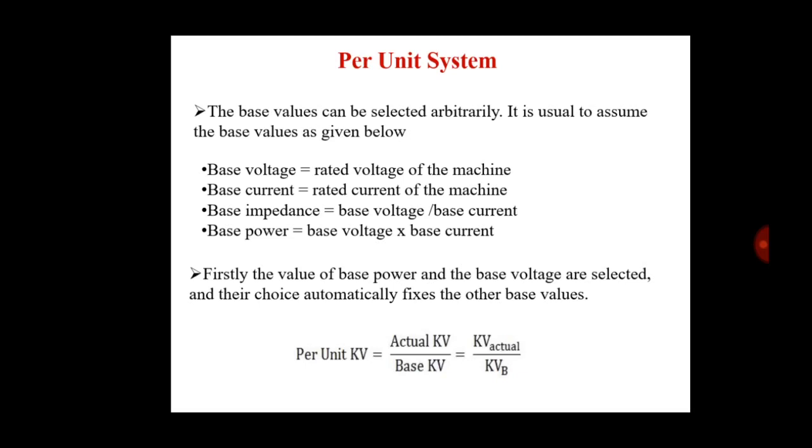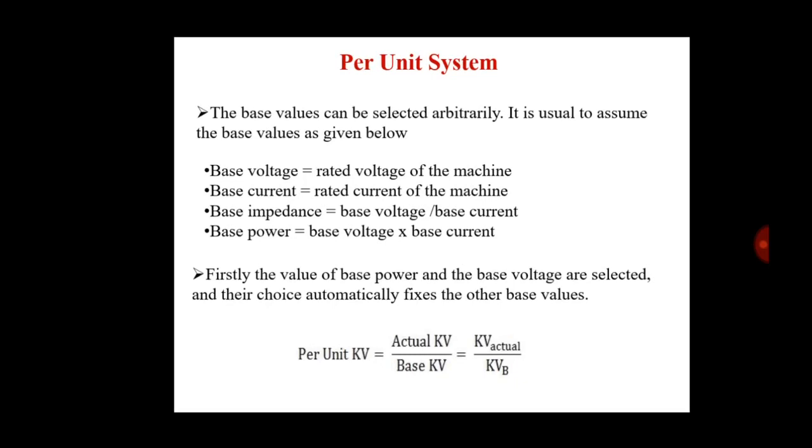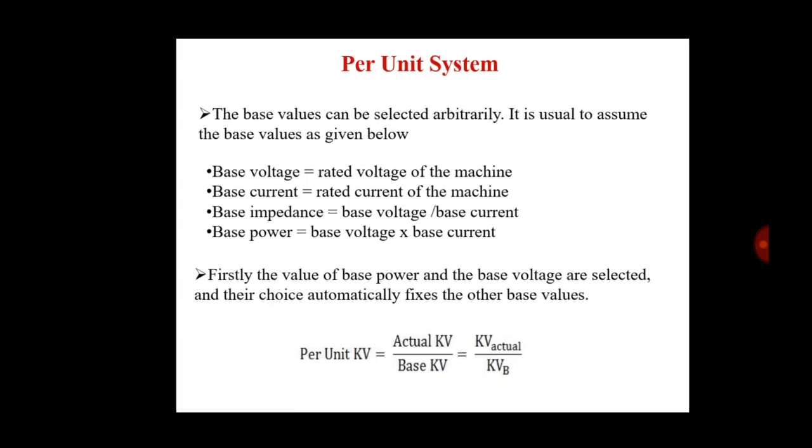Okay. We select only base voltage and base current, which are the machine's voltage rating and current rating. Firstly, the values of base power and base voltage are selected, and their choice automatically fixes the other base values.